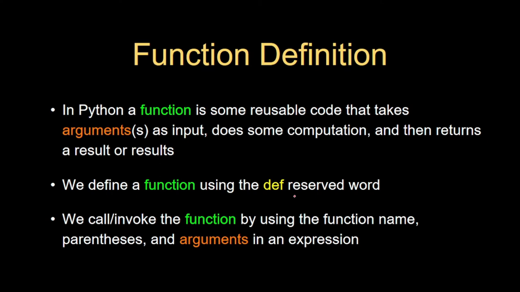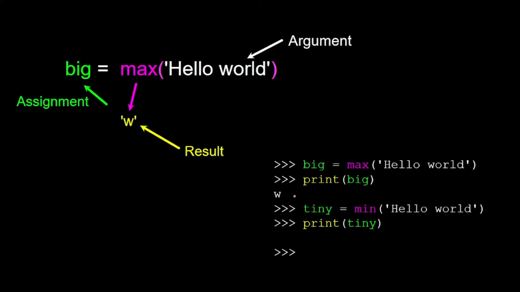Let us pass to the next one. In Python, a function is some reserved code, as I told you. We define a function using the def keyword, as I told you before. We call or invoke the function by using the function name, parentheses, and argument. If there is a list of parameters in the function definition, you should pass a value inside the parentheses of your calling function.